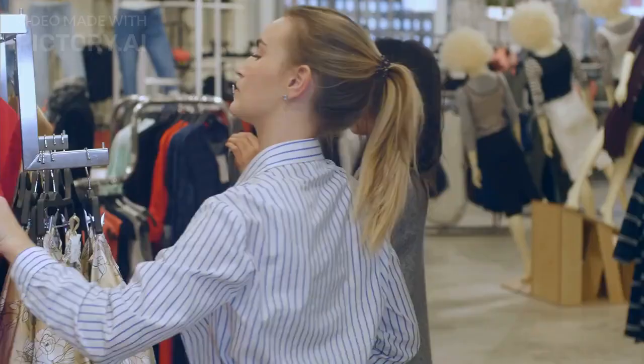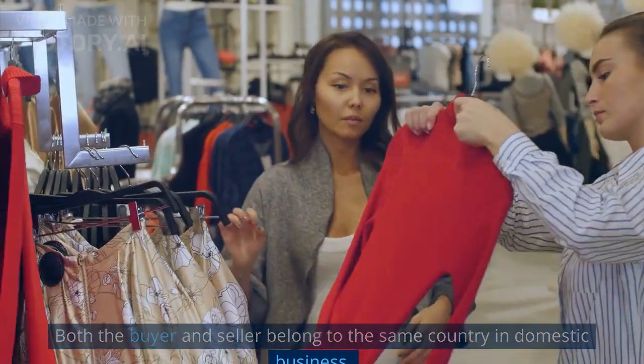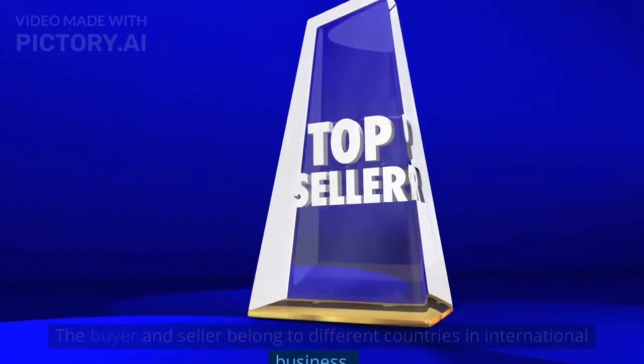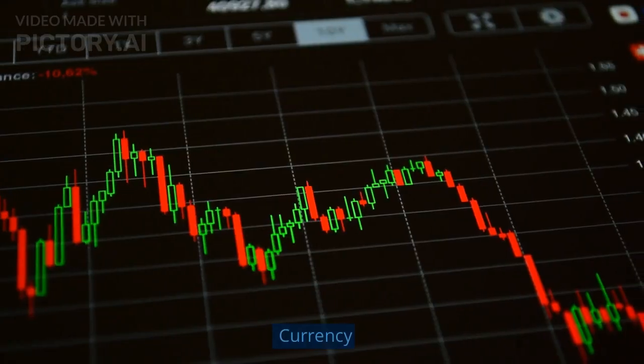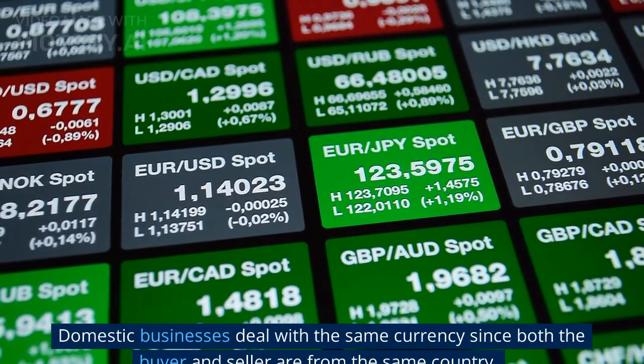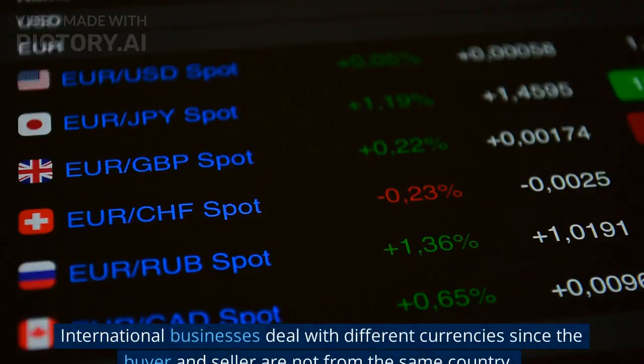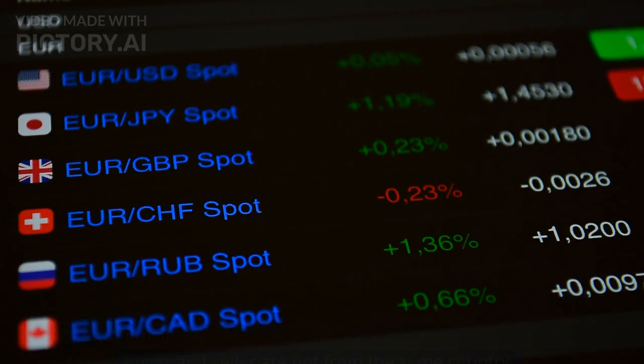Buyer and seller. Both the buyer and seller belong to the same country in domestic business. The buyer and seller belong to different countries in international business. Currency. Domestic businesses deal with the same currency since both the buyer and seller are from the same country. International businesses deal with different currencies since the buyer and seller are not from the same country.